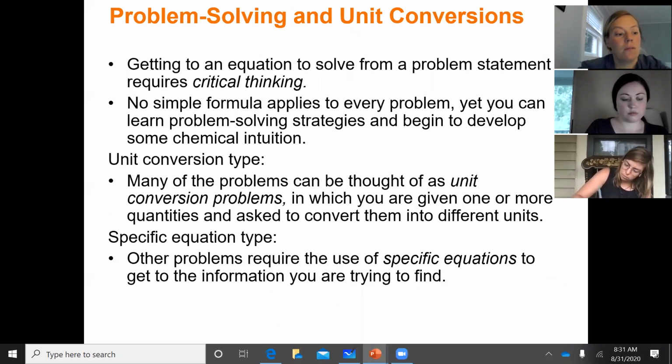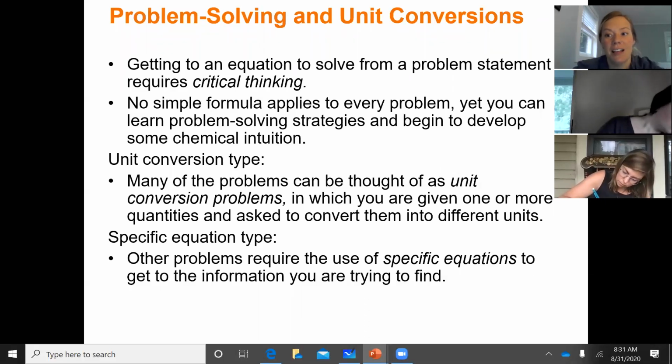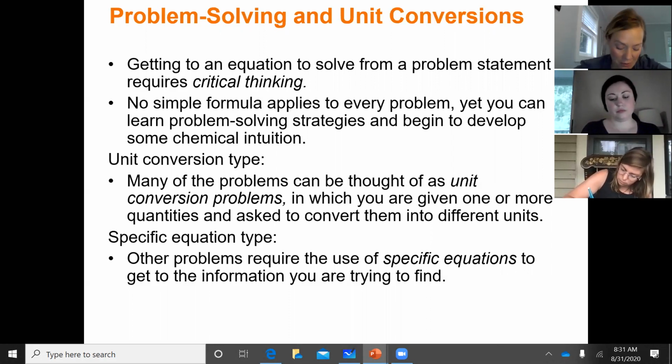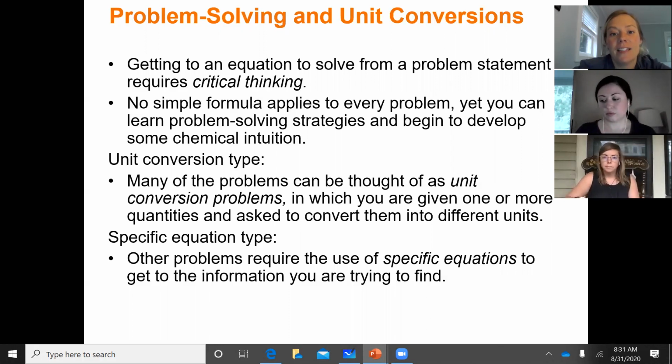Okay, so now we're going to move into dimensional analysis, problem solving, and unit conversions. With King Henry died before drinking chocolate milk, you get to do the hopping, and that's fun and easy. Other problems won't allow hopping to occur, so we have to set them up using dimensional analysis. Getting to an equation to solve from a problem statement requires critical thinking.